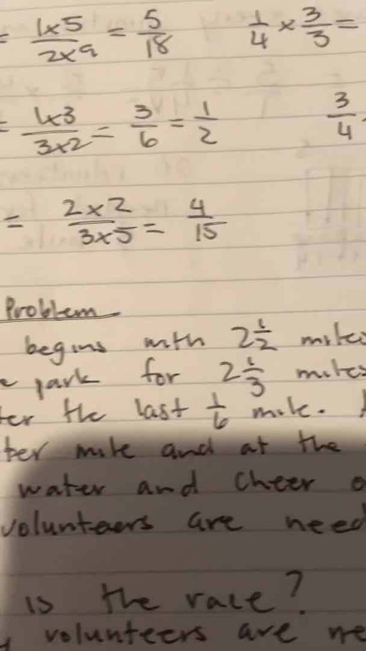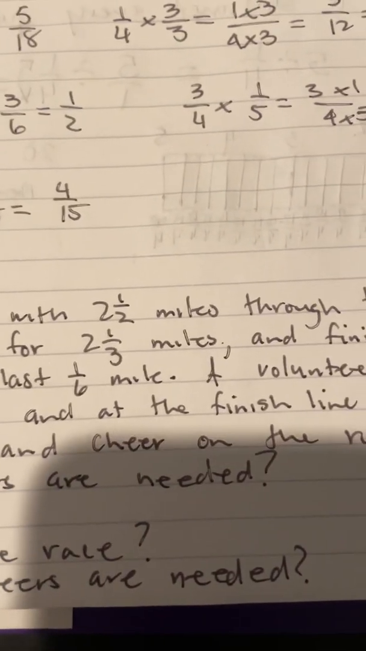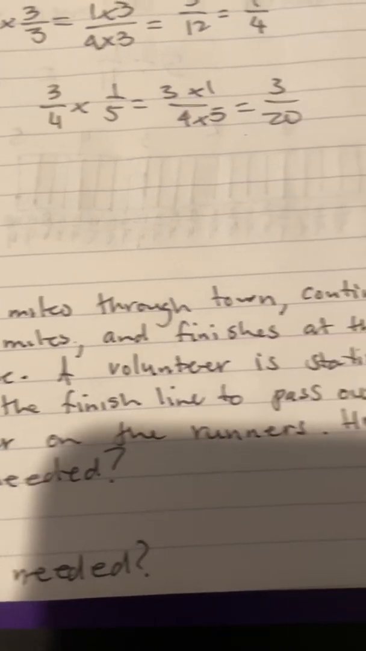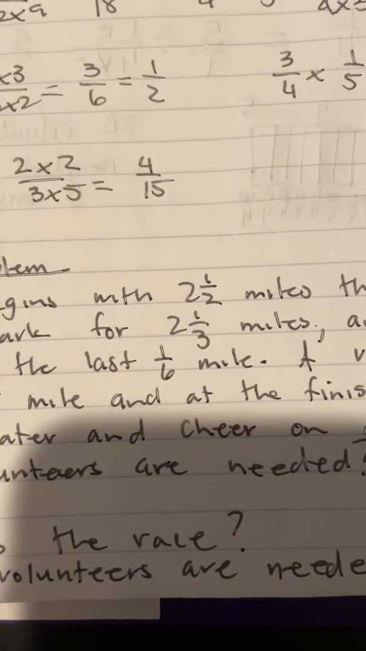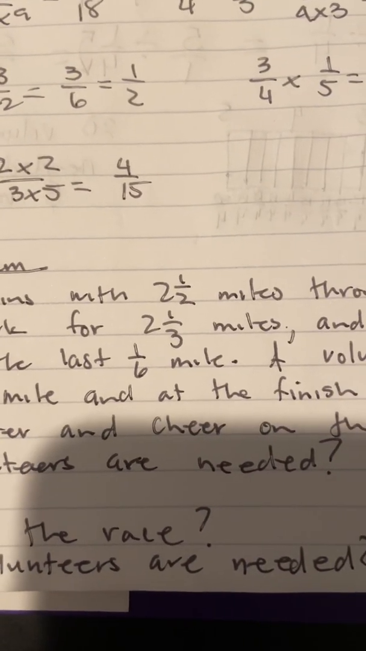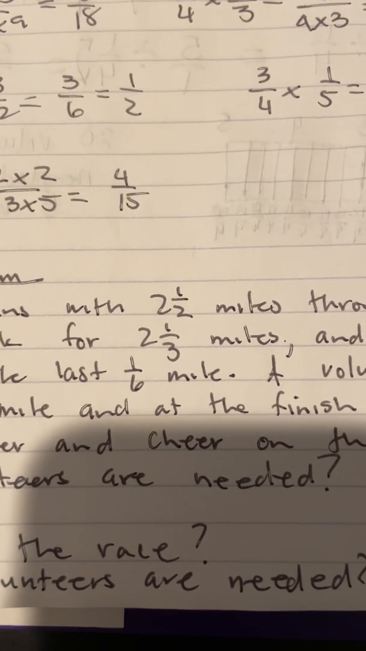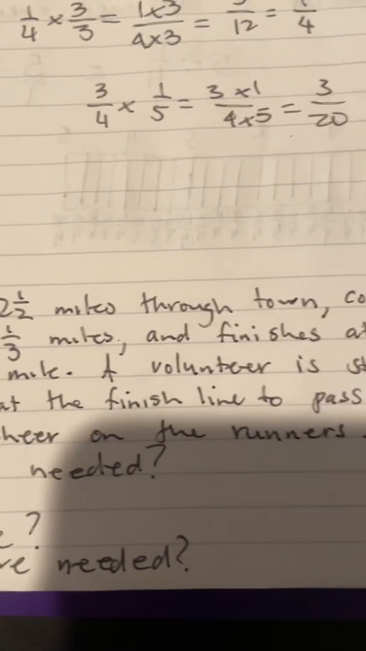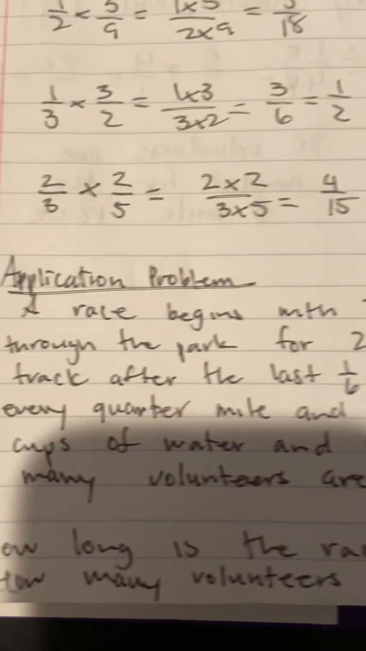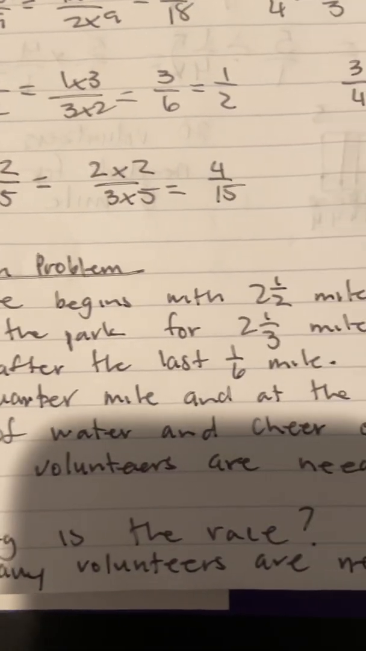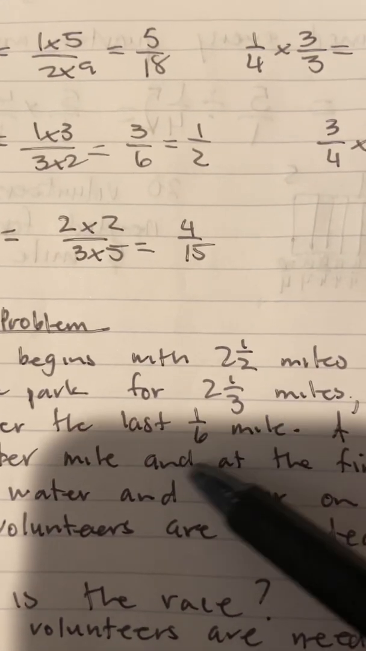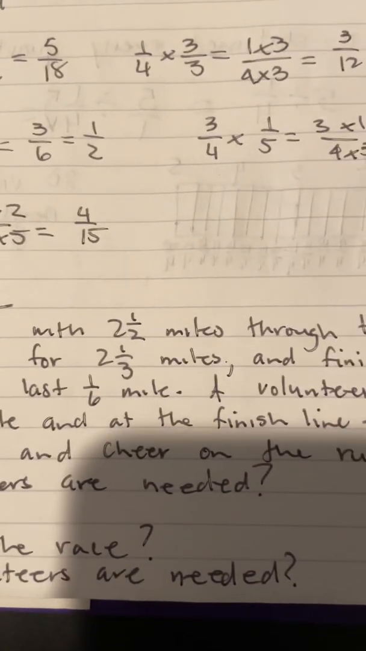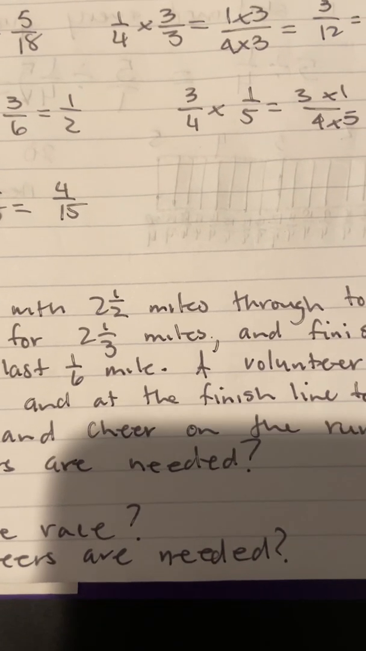Now our application problem. A race begins with 2.5 miles through town. So how far do they run? 2.5 miles through the town. Continues through the park for 2 1/3 miles, and finishes at the track after the last 1/6 of a mile. So you've got these 3 fractions there. That is going to be the total of the whole entire race.